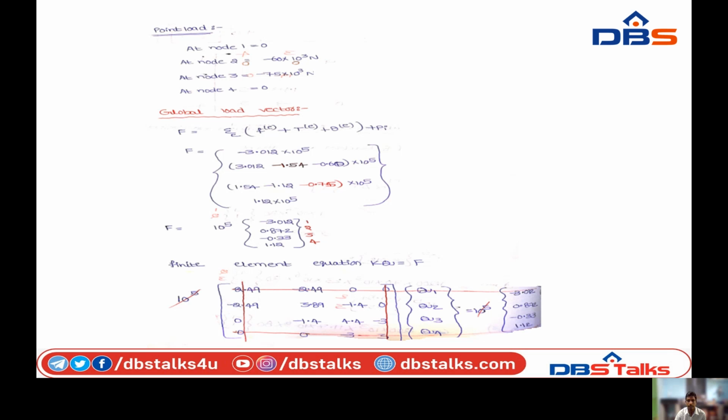Here I am crossing out the Q1, Q4 rows and K1, K4 columns. Why? Because in the first slide we discussed the boundary conditions: Q1, Q4 are zeros because Q1, Q4 nodes are fixed nodes. Because of that, I'm taking the boundary condition Q1 equal to Q4 equal to zero. For fixed nodes, I cross out.